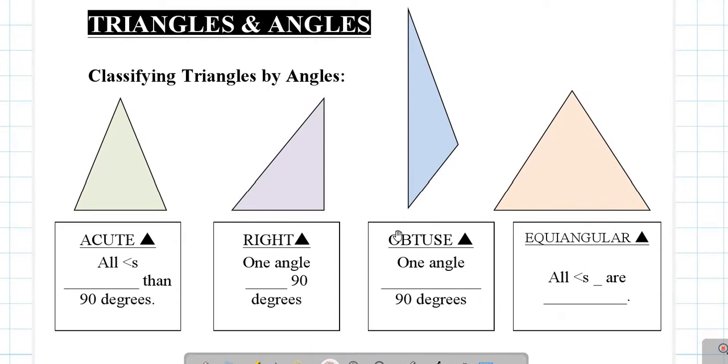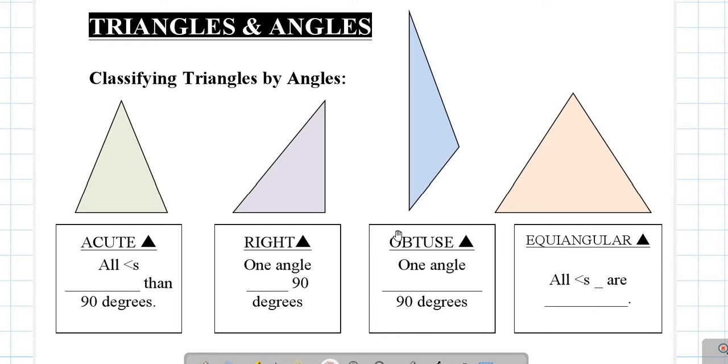The first is simply how we classify triangles, names of triangles. The first way we classify triangles is by their angles.